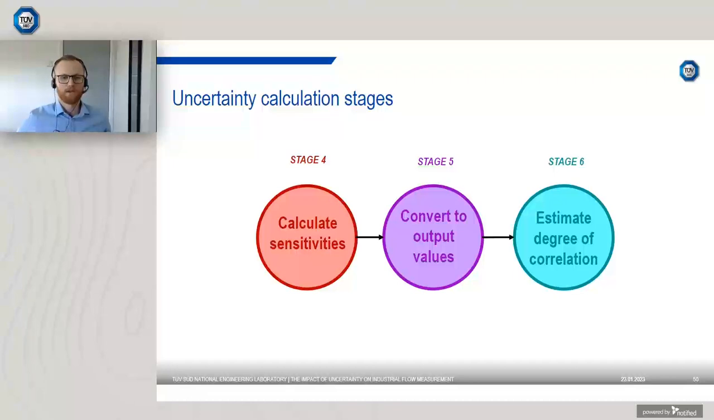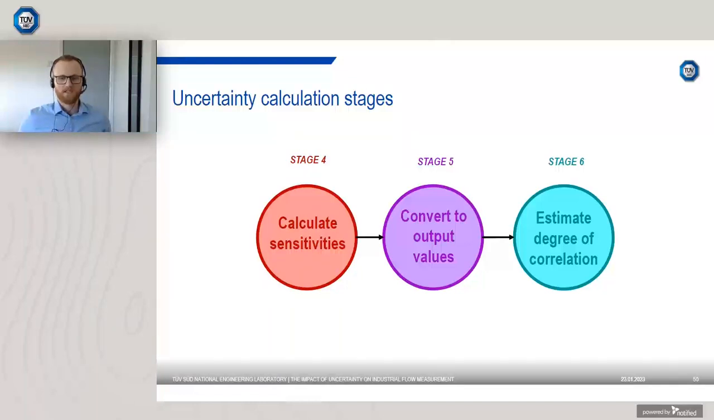The next stage is calculating the sensitivities. So if we have an output that we are trying to calculate from a given equation, we need to calculate how sensitive the output parameter is to each parameter in the equation. And we'll touch on this in the practical example, and it will make a little bit more sense. Converting to output values is essentially multiplying the value of the standard uncertainty in stage 3 by the sensitivity coefficient in stage 4.